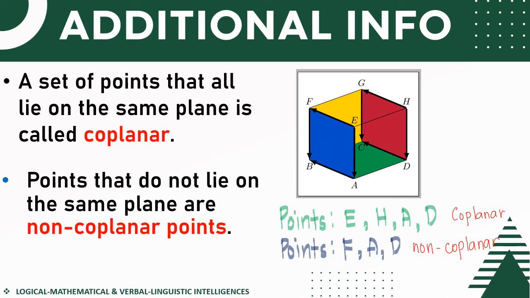For example, all the points are at the front view of the given illustration, or all the points can be found at the bottom view of the given illustration or figure, or whichever surface of the given figure, provided that all the set of points listed must be in one particular surface only.